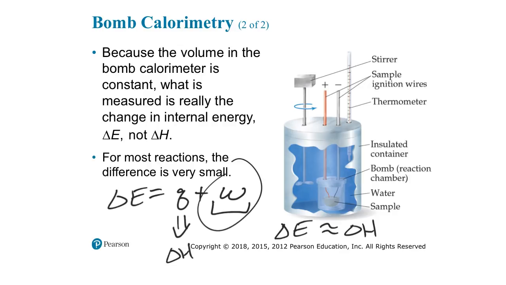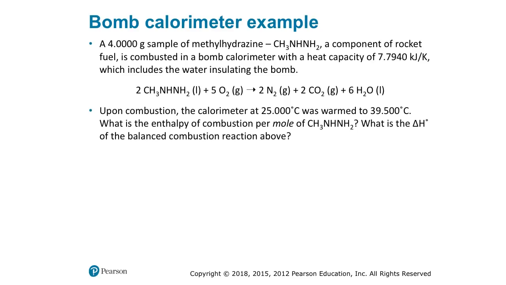Let's just look at an example. Okay, so here's the example. We have a 4-gram sample of methyl hydrazine, formula given. It's a component of rocket fuel. It's combusted in a bomb calorimeter with a heat capacity given, which includes water that's insulating the bomb. And we're given the balanced reaction, with the compounds reacting with oxygen to form N2 gas, CO2, and water.